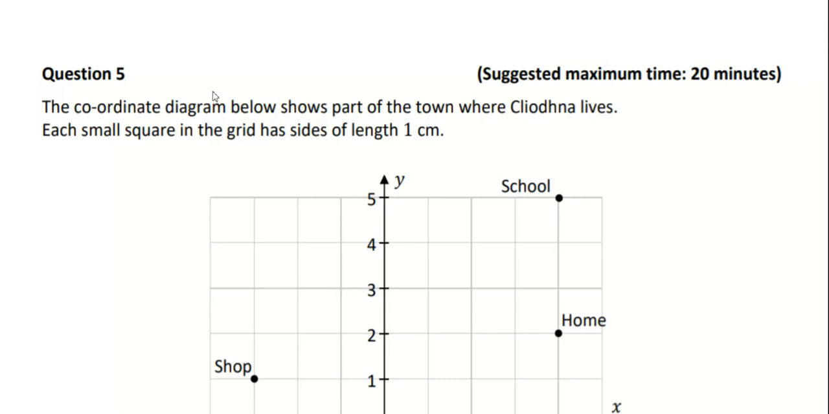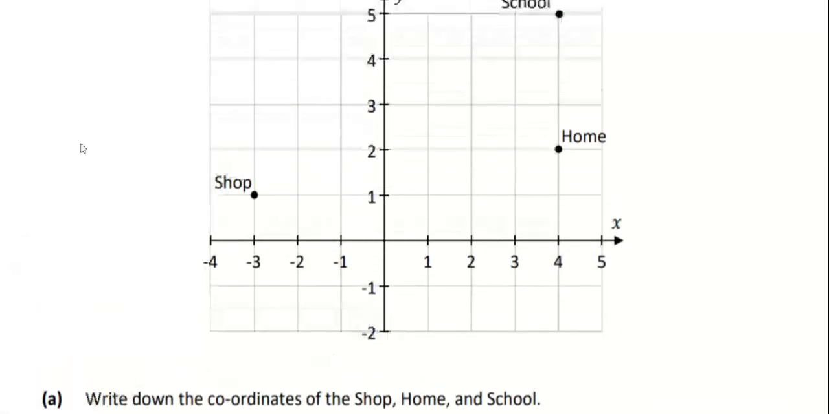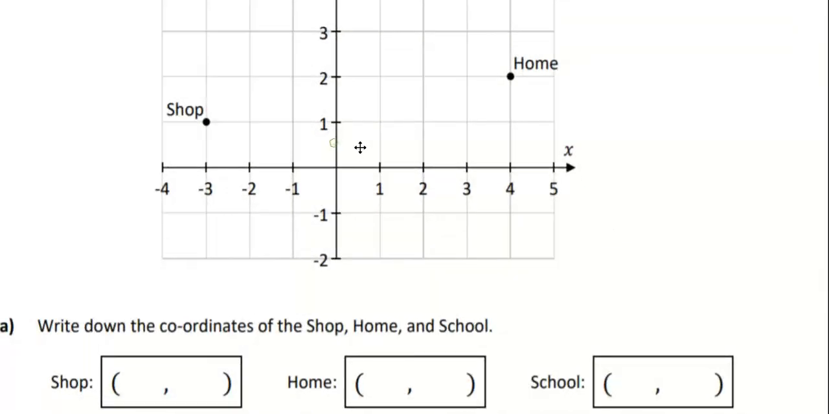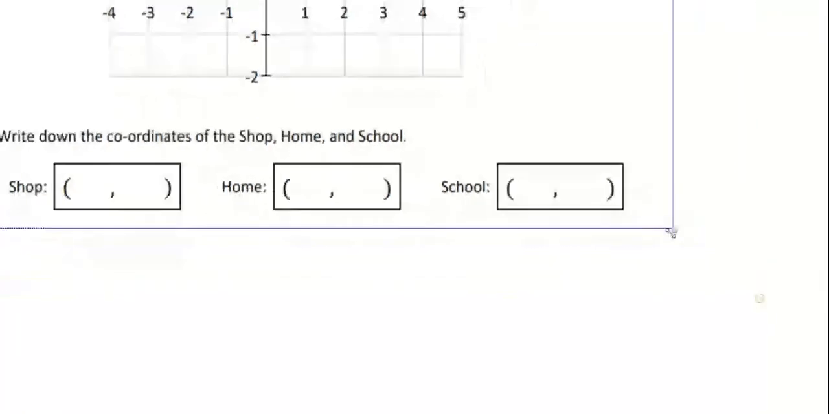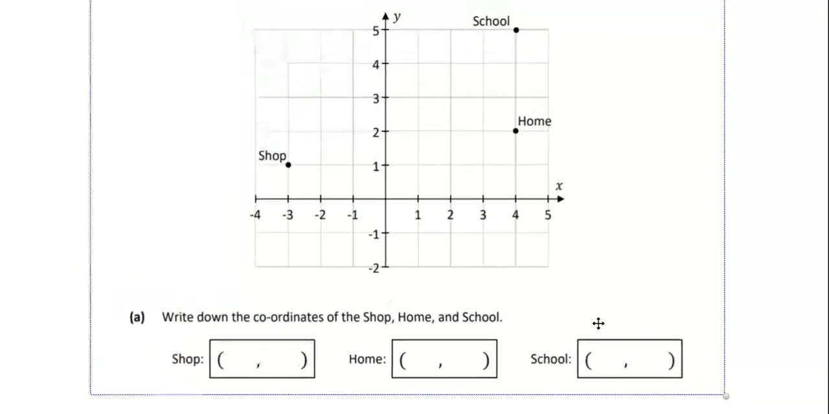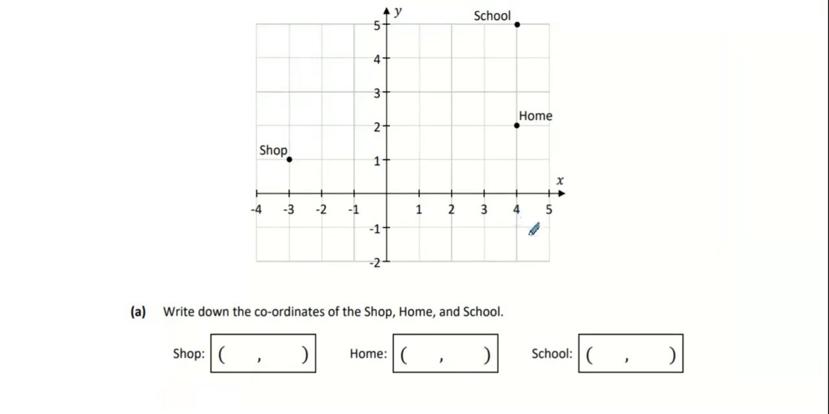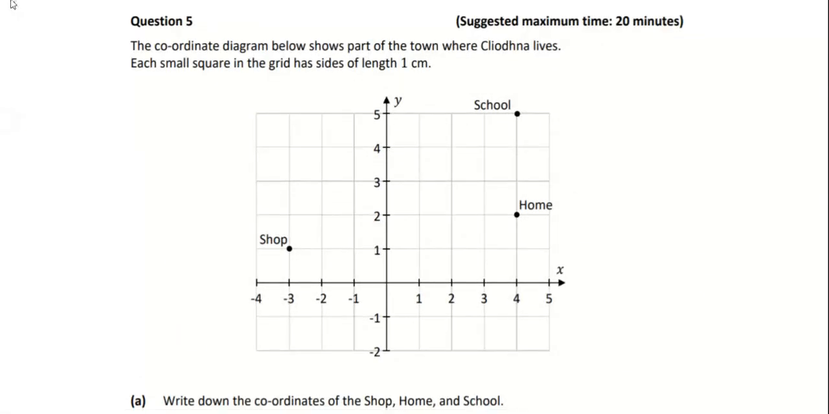Alright guys, question 5. So we have a coordinate diagram as shown, and what we're going to do is basically label the points. This should be relatively easy for everybody here. Shop is -3, 1. Home is 4, 2. School is 4, 5. Happy days. Okay, so that's done.